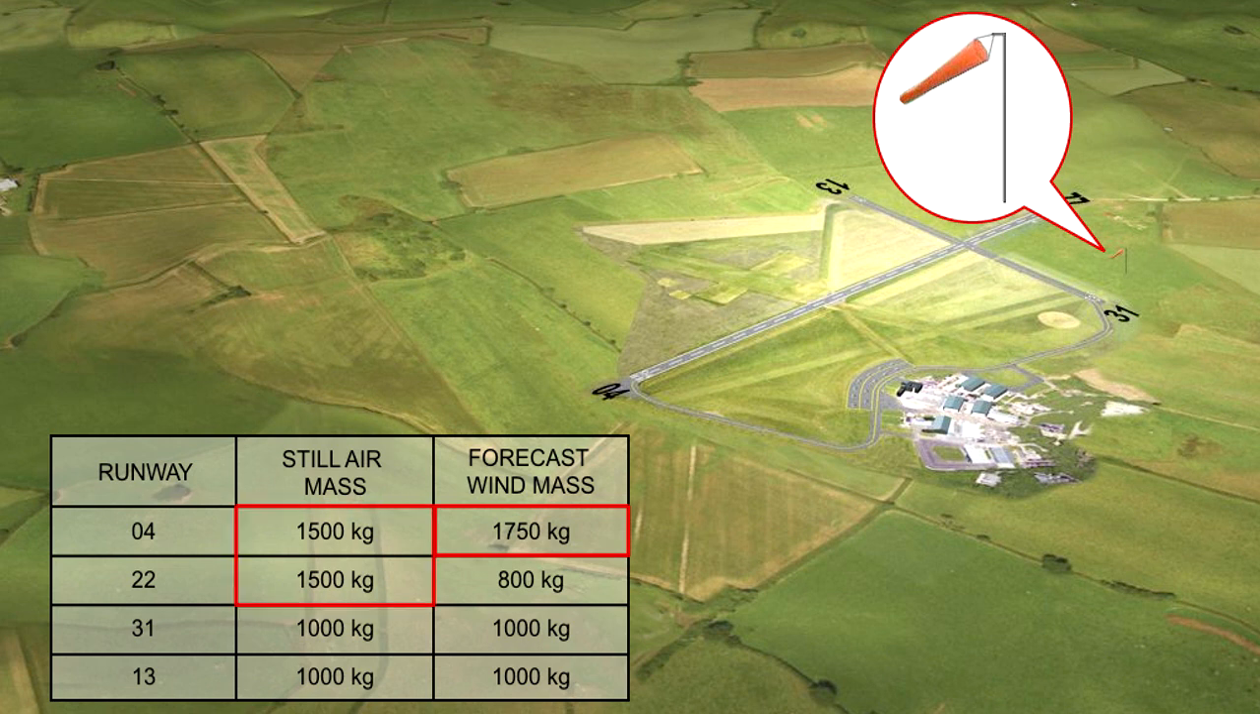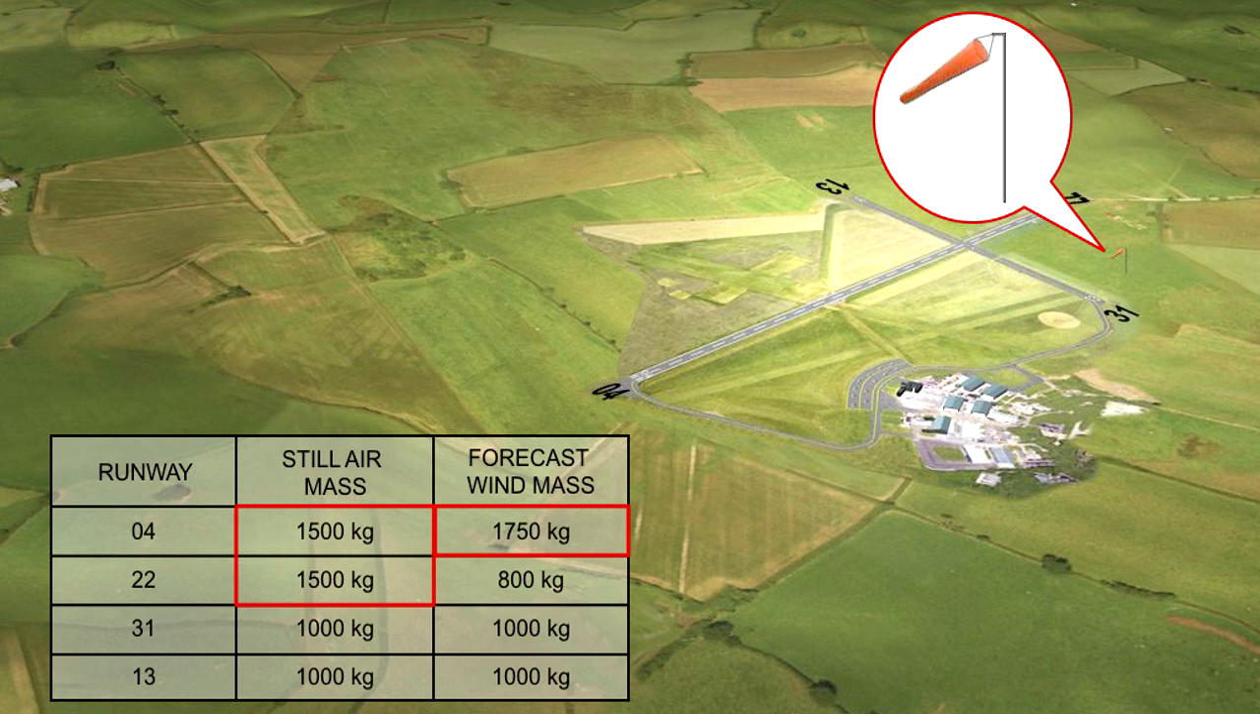In summary then, the first assumption requires that the pilot select runway 04 or runway 22 for a maximum still air landing mass of 1,500 kilograms, and the second assumption will require the pilot to select runway 04 for a maximum landing mass of 1,750 kilograms.